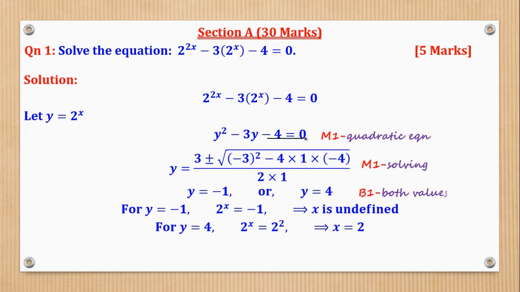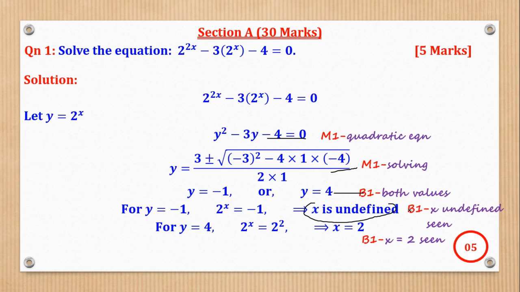So 1 mark would be for getting this quadratic equation, solving it, both values of y, then saying this y that x is undefined, 1 mark, and saying this x equal to 2, that's another 1 mark. So that's how you could get the 5 marks in question 1.